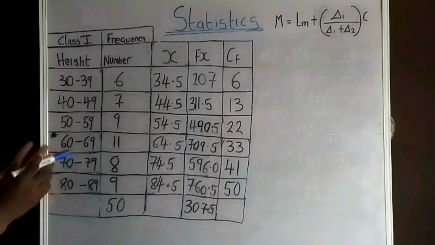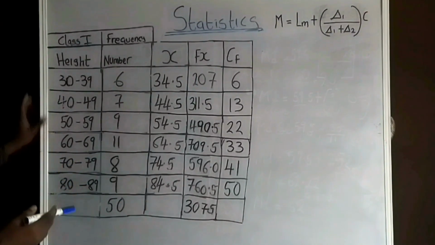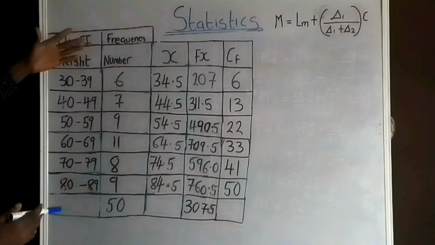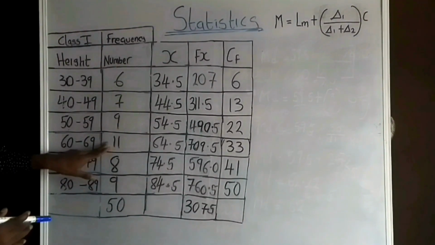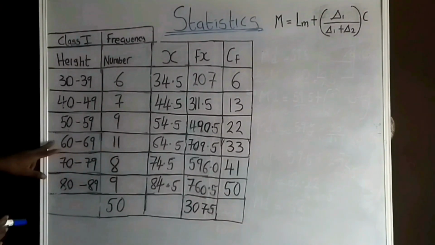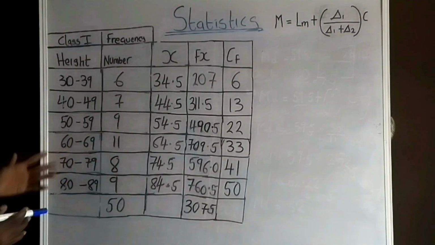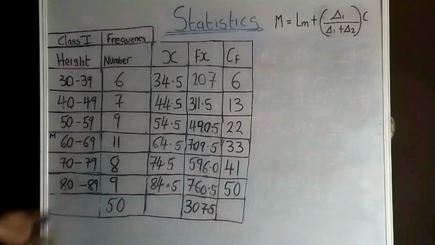Before we can use this formula, we have to determine the class interval of the modal class. The modal class is the class interval that has the highest frequency. If you look at this table, you can see that the highest frequency is 11. And the class interval to which the highest frequency belongs is 60 to 69. Therefore, the modal class interval is 60 to 69.